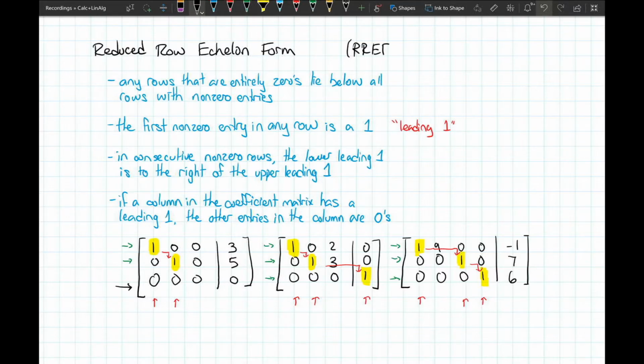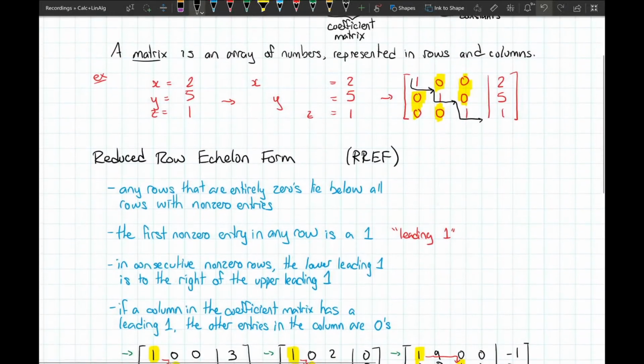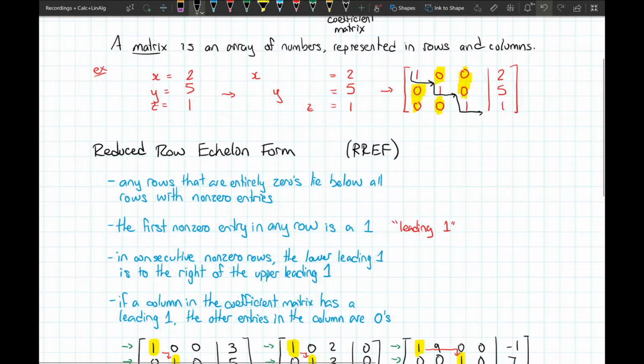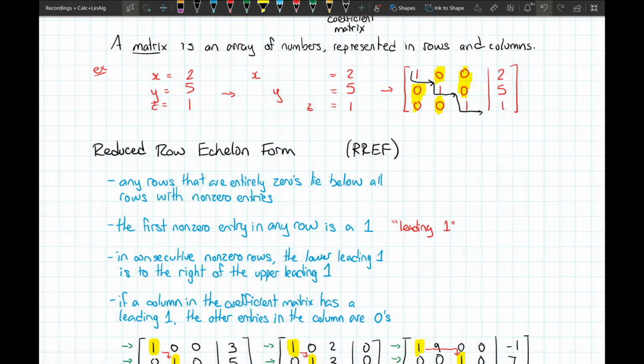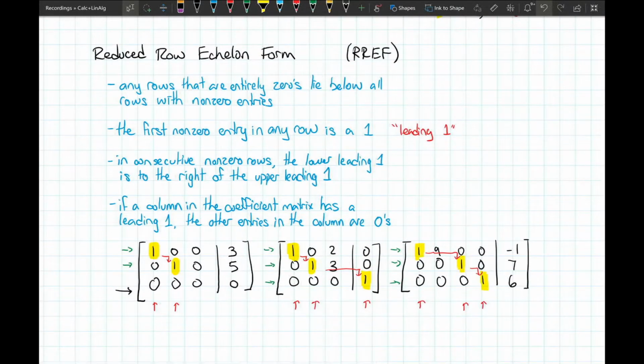Or if you wish, we can call this RREF for short. Now, that's our goal, because if you think about it, solutions have that sort of form, where it's just x equals, y equals, z equals. Those are all the leading 1s, and that means that we've solved for a variable. Well, let's see.